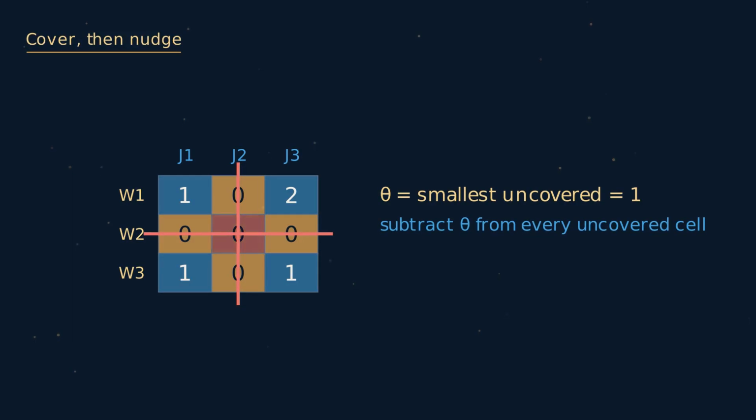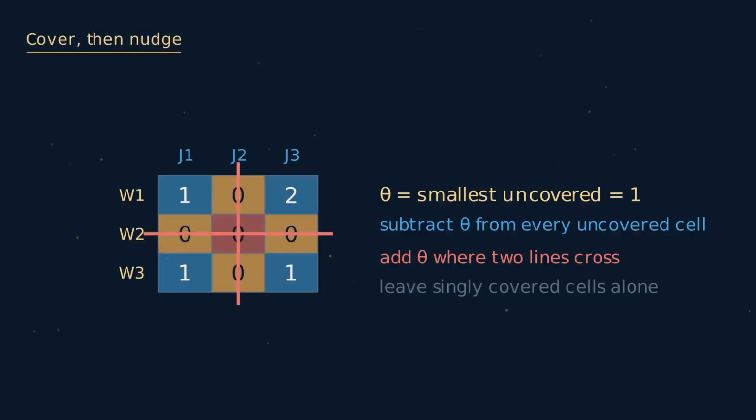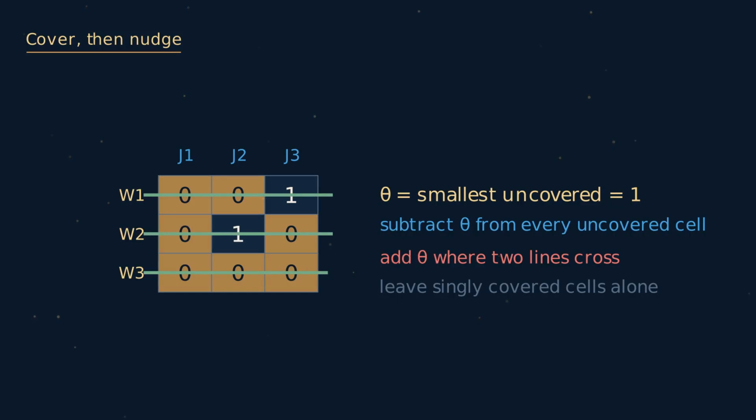3 moves happen at once. Subtract theta from every uncovered cell. Add theta to any cell sitting under 2 lines at the same time. And anything covered by exactly 1 line stays put. Do it, and a brand new 0 appears in the uncovered region, which is precisely the region that was starving for 1. Cover the zeros again, and no pair of lines can do the job anymore. You need 3. The count has caught up with the number of rows, and that is the signal to stop.